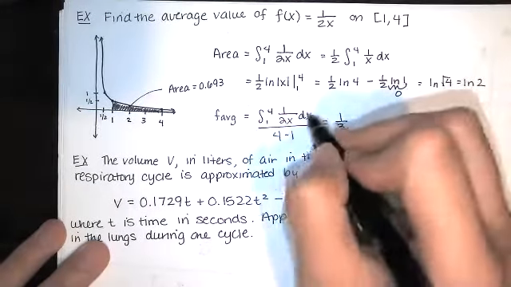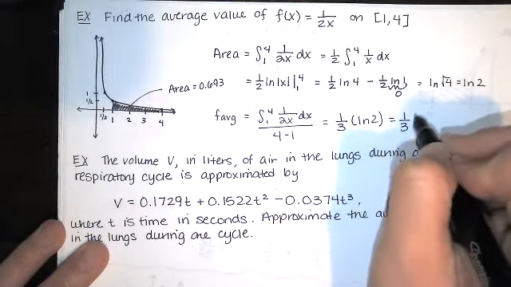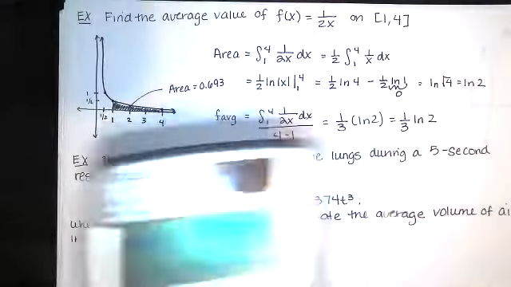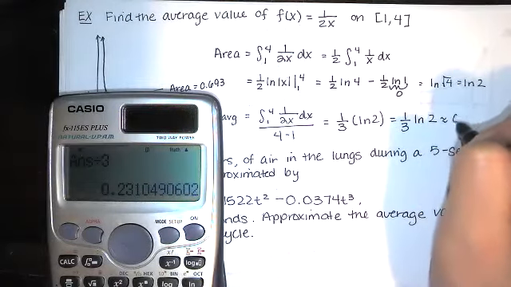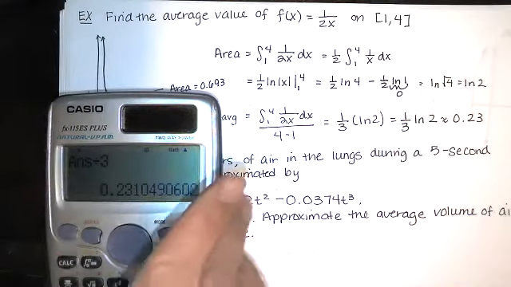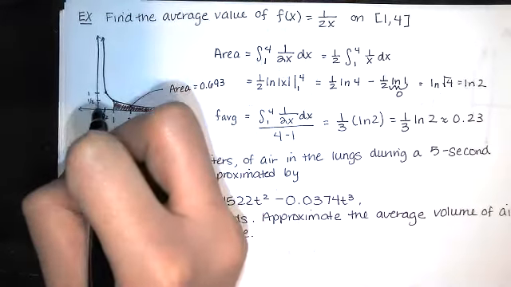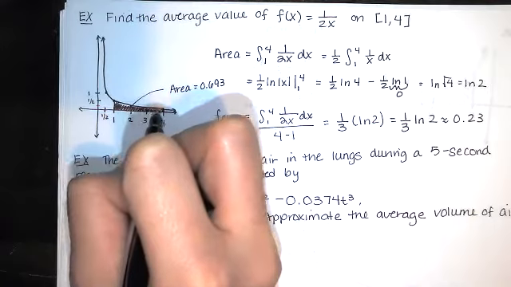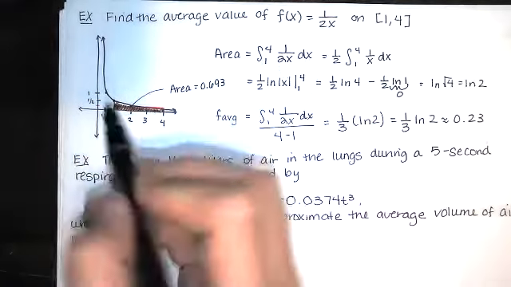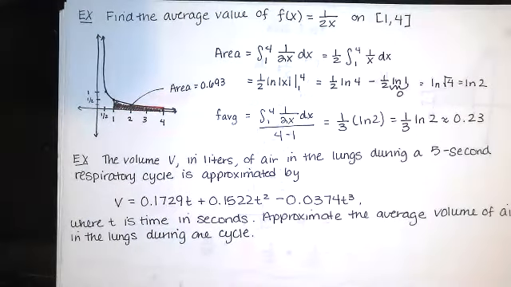So I get 1/3 times this, or 1/3 times natural log of 2, is the average value of the function. So we'll divide that answer by 3, and we get about 0.23. So if I drew a rectangle with a height of about 0.23, the area of that rectangle is going to be exactly the same as the area under the curve. That's a little bit hard to see because the numbers are so small, but that's the idea behind average value.